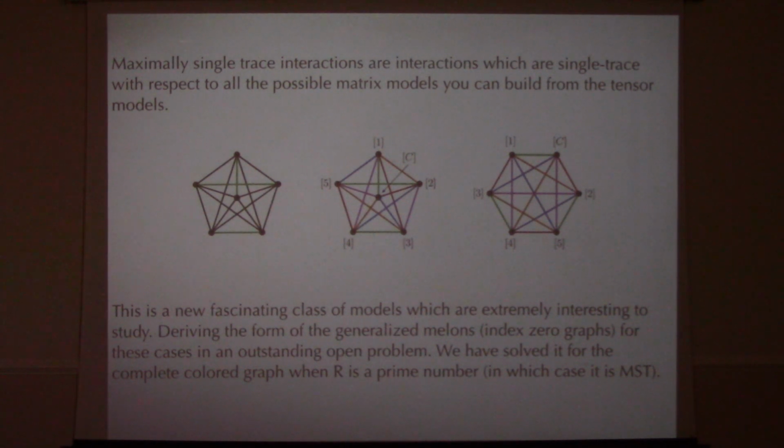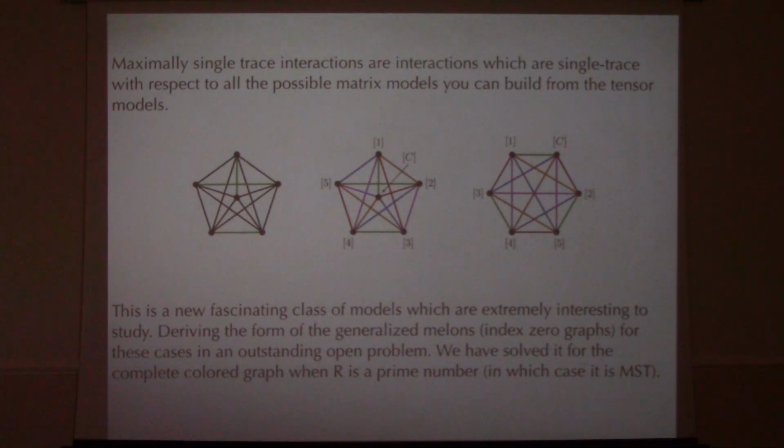A last comment. This construction is singling out some particular interactions that we call maximally single trace, which are the tensor interactions that are single trace whatever matrix model you choose to write them down. Okay, so I said that for any tensor interaction, you can pick two indices and write it as a matrix model interaction. The maximally single trace tensor interactions are the interactions which are single trace for all choices of the matrix model you use. This is an example.